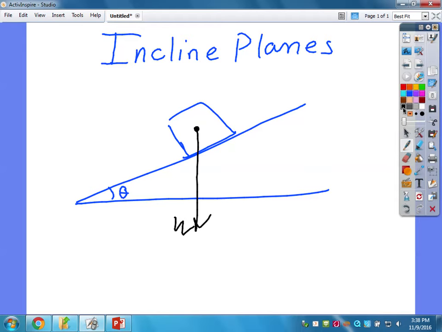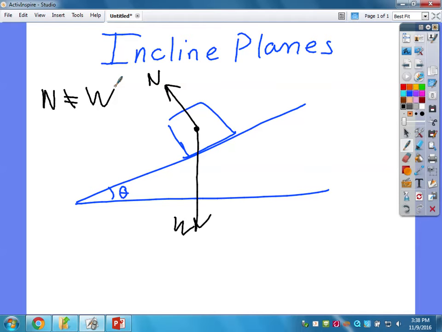The normal force would be pointing perpendicular to the surface, so up at an angle like this. And so one of the first things we should notice is the normal force and the weight are no longer perfectly opposed to each other. So the normal force will not equal the weight. You can't just assume that they'll be equal to each other. They won't at all.